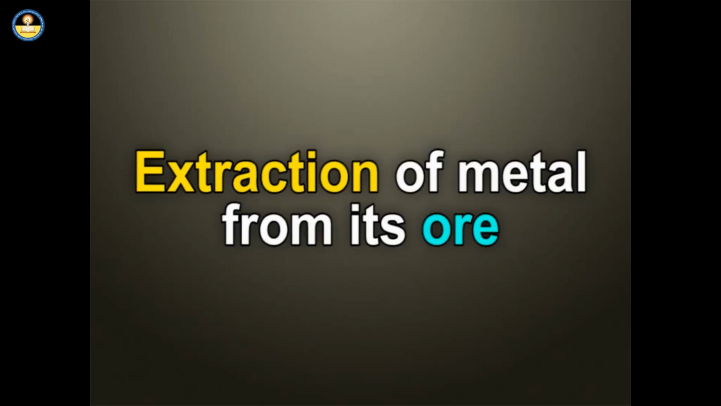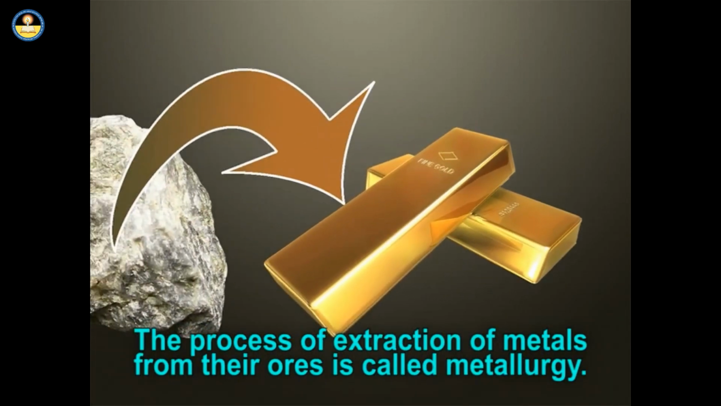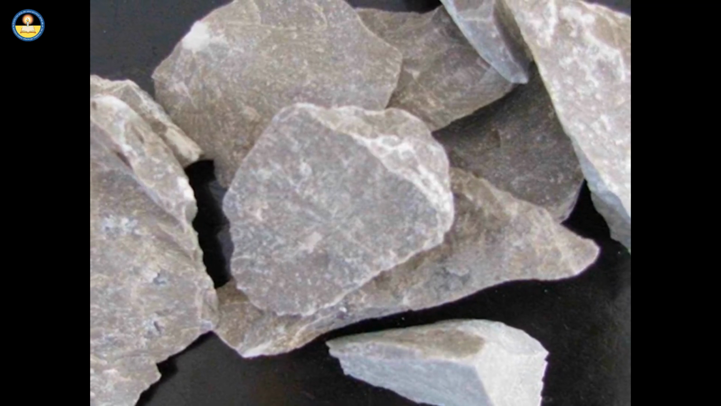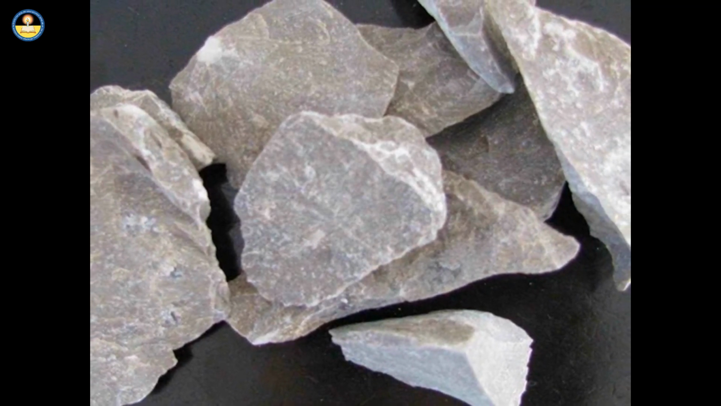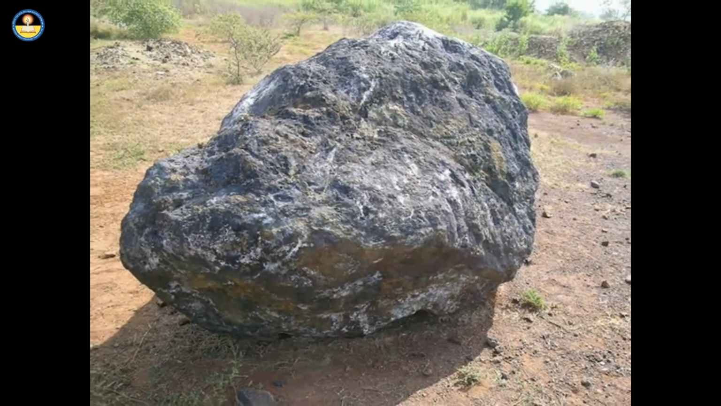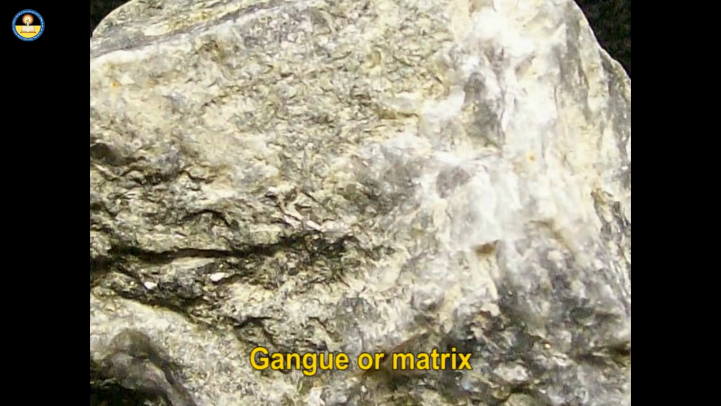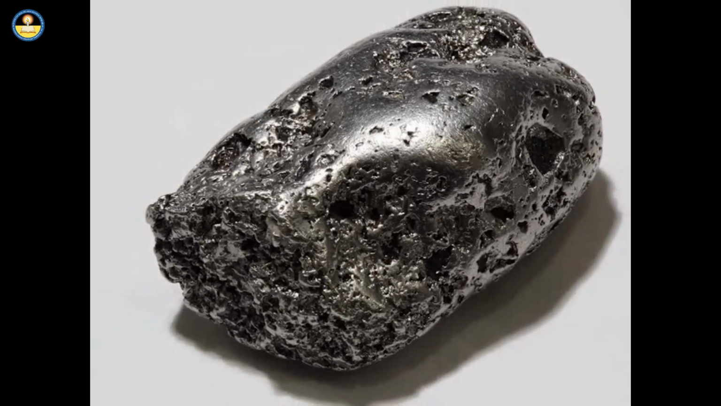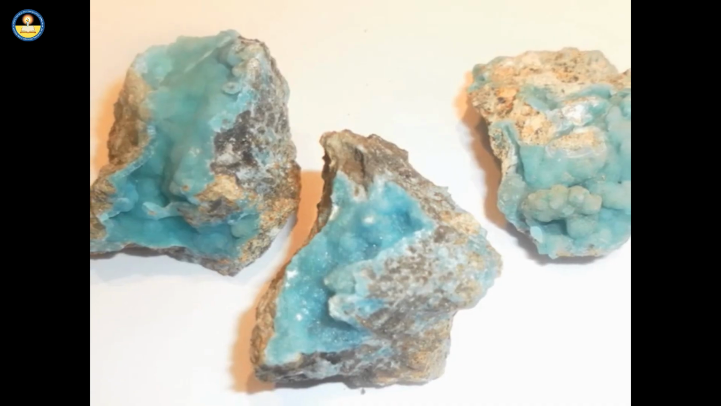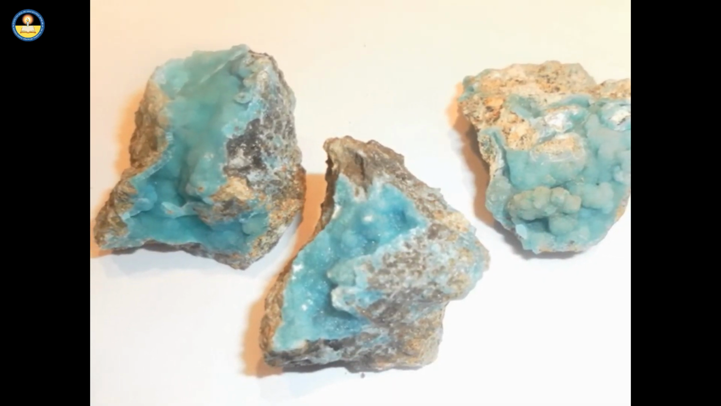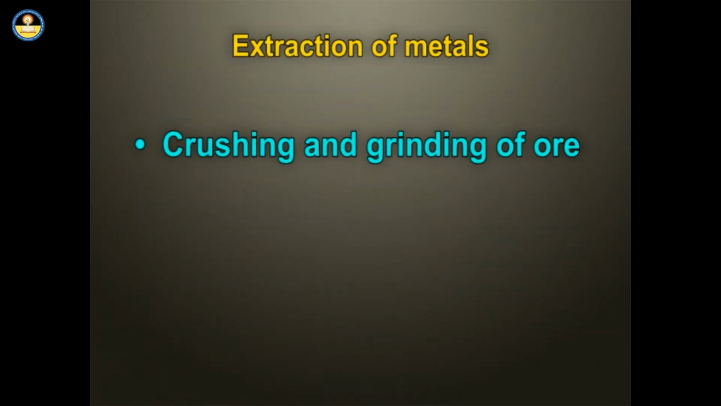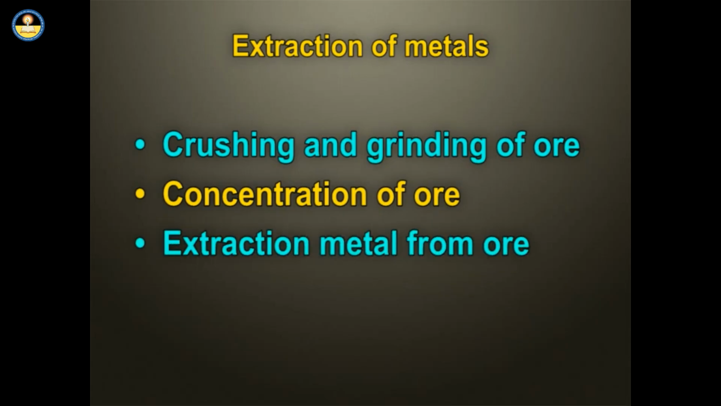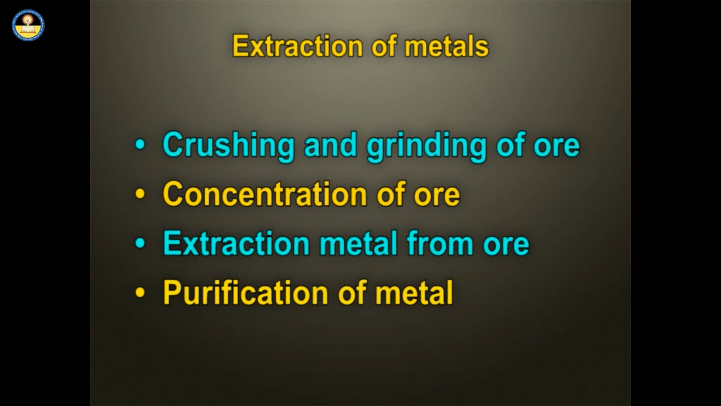Extraction of metal from its ore. The process of extraction of metals from their ores is called metallurgy. Ores are generally associated with non-metallic impurities of earthy and rocky material. Such materials are called gangue or matrix. The process of extraction depends upon the nature of impurities present in the ore. Common steps involved for the extraction of metals may be listed as crushing and grinding of ore, concentration of ore, extraction of metal from ore, and purification of metal.